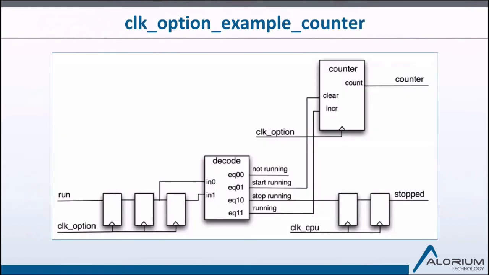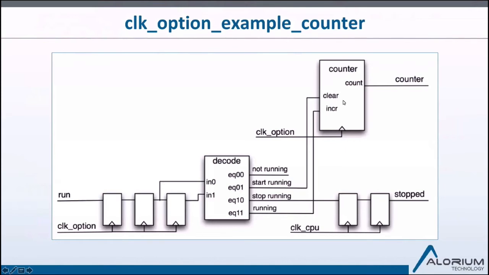The counters are fairly simple. There's two clocks that come into the module. Clock option is our custom clock, and clock CPU is the CPU clock. So that's at 16 megahertz. Our run signal controls the counter. Since that is on the CPU clock domain coming in, we run it through a couple of flip-flops to synchronize it to the clock option domain. And then we look at the edge of that run signal to determine what we need to do.